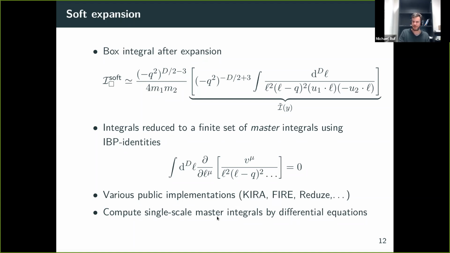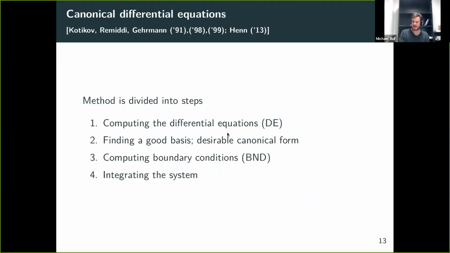And finally, we have to compute the single scale master integrals by differential equations. So this is what I will explain now. The method of differential equation is split into various steps. You start off by computing the differential equation, basically by taking derivatives of your basis elements. And then due to the fact that you had a basis, you can project the derivatives back into the basis.